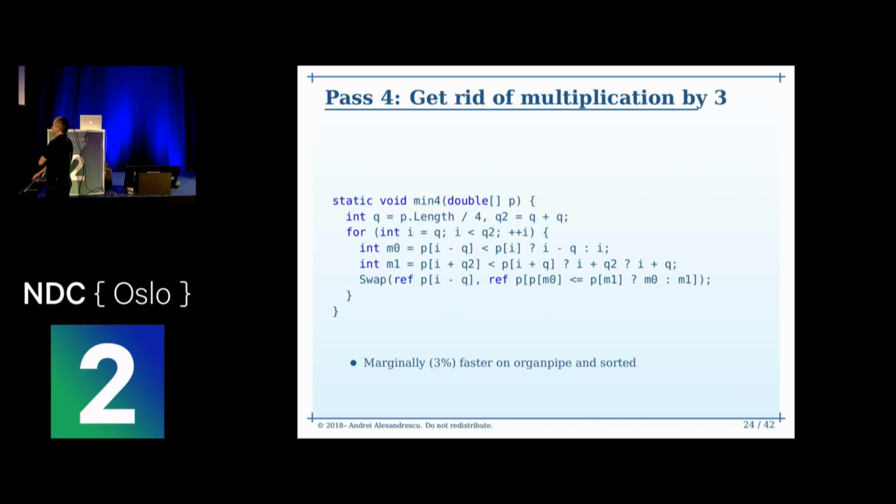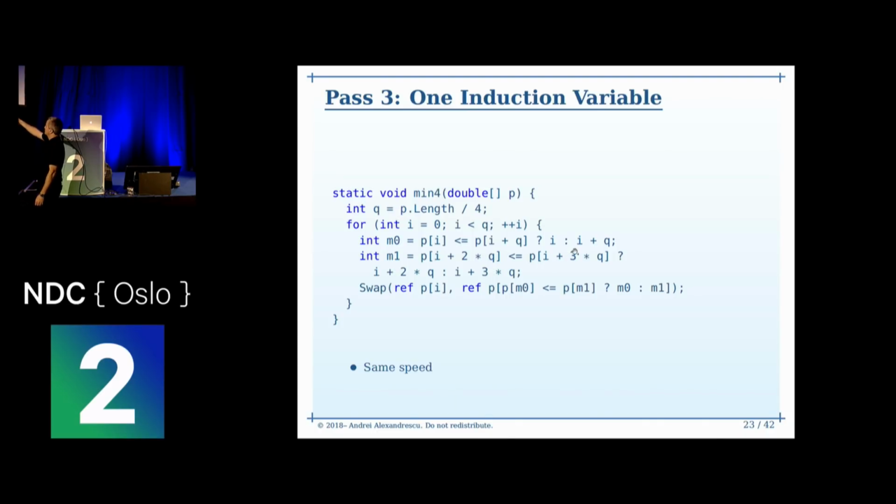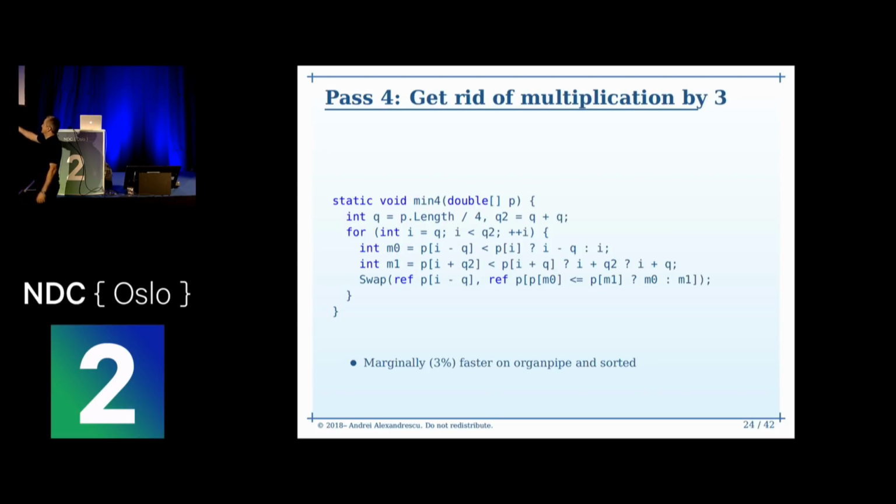Pass number 4, this is actually simple. Get rid of the multiplication by 3 because it's unnatural. I'll go back one slide. So here we have a multiplication by 3. And it turns out multiplying something by 3 is more expensive than multiplying by 2 or not multiplying at all, right? So let me eliminate that multiplication. So I pre-compute it here. Q2 is Q plus Q, and then I replace the multiplication by 3 with the addition Q2 plus Q. So that actually finally moved the needle. So I got a 3% improvement, and that night I slept very happily.